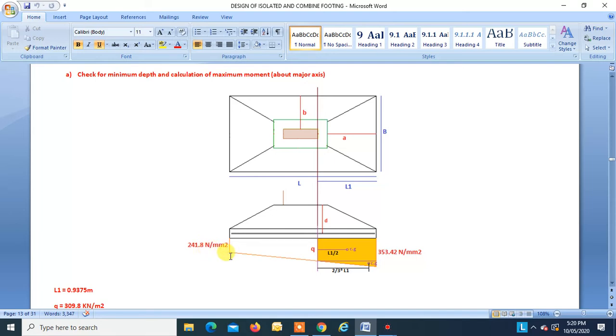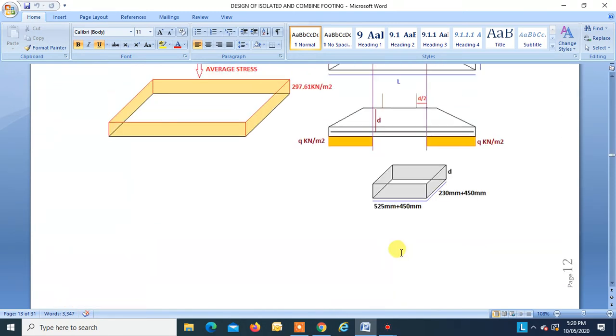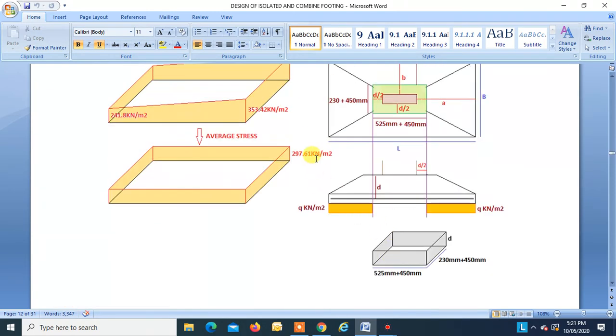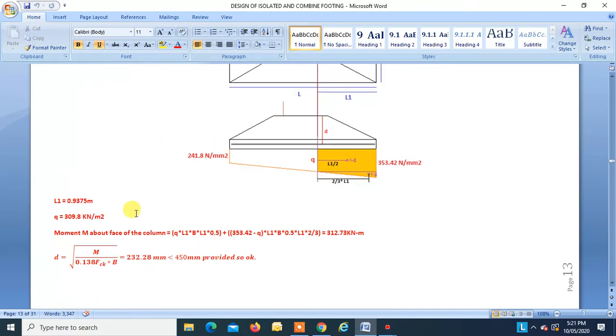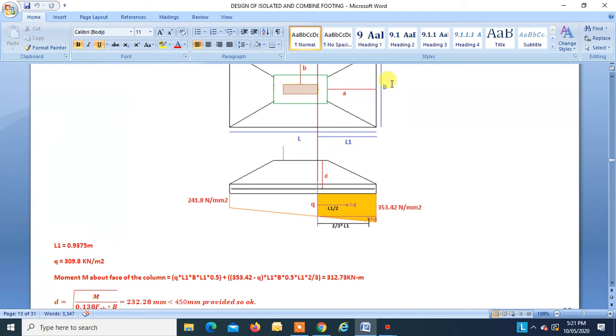This is kilonewton per meter square, please. Don't get confused. It's kilonewton per meter square, right? Now L1 we know, 0.9375, and B we know, 2.1 meters. So you can find Q by interpolation very easily. So Q is found to be 309.8 kilonewton per meter square.